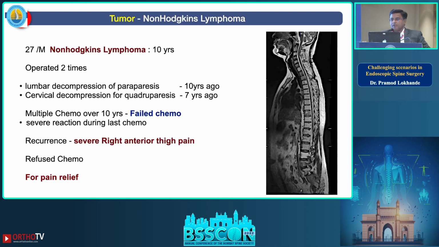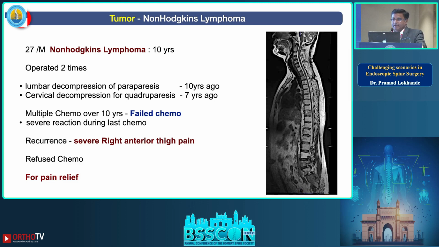So what about tumors? Is it possible for us to deal with tumors? One of my own cases, I've been with this patient for almost 15 years. A 27-year-old male, when he was almost 16 or 17, I operated on him for a paraparesis of the lower limb with a non-Hodgkin's lymphoma mass in the lumbar spine. He went for chemotherapy.